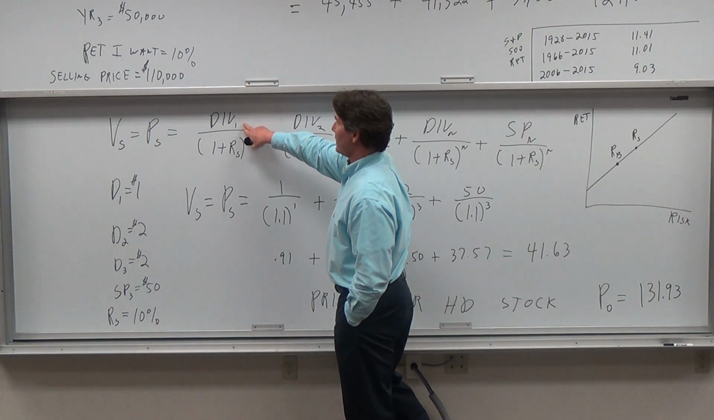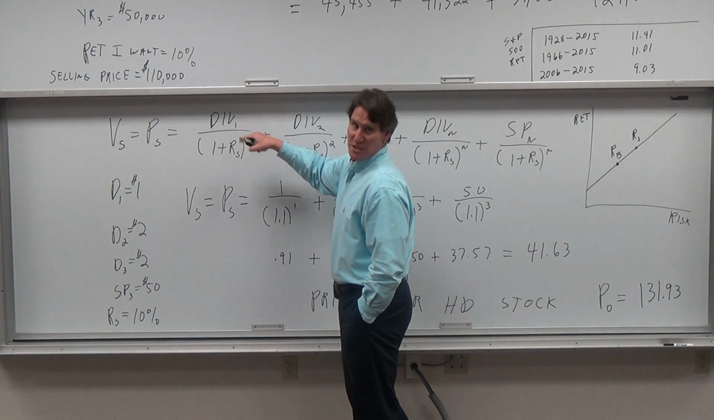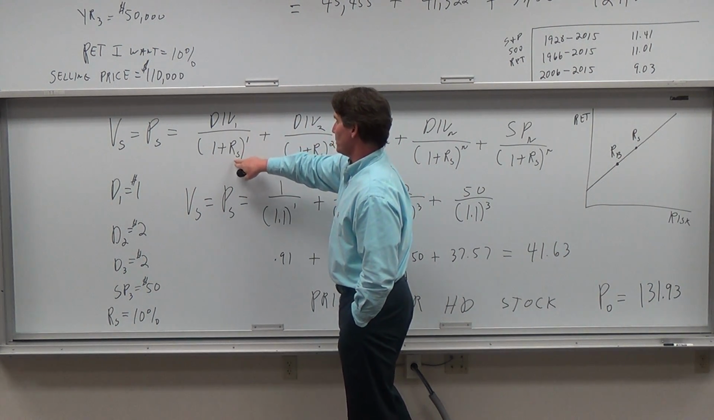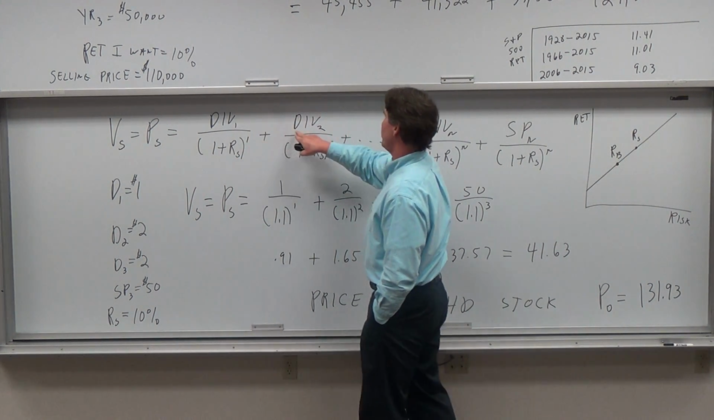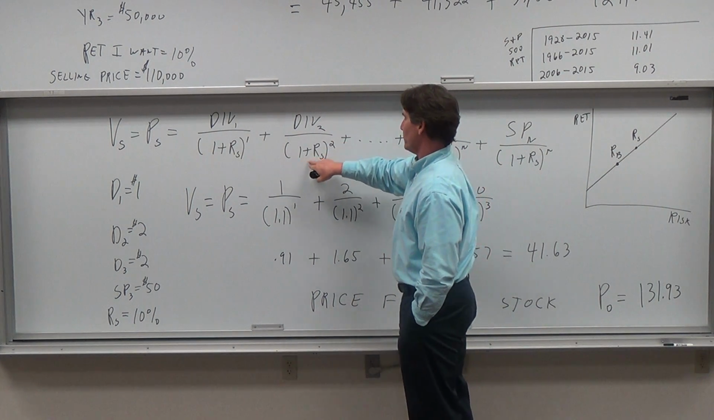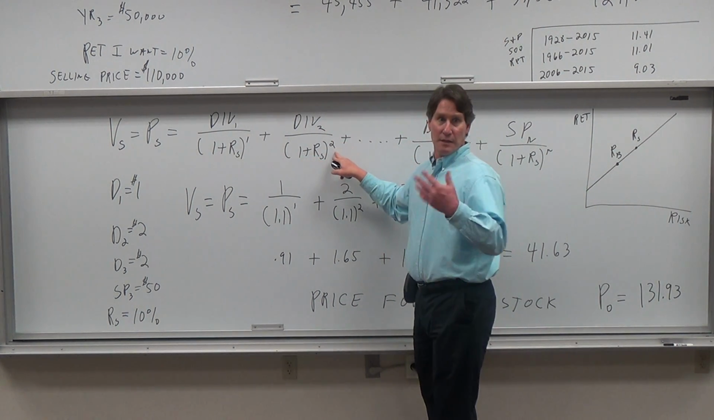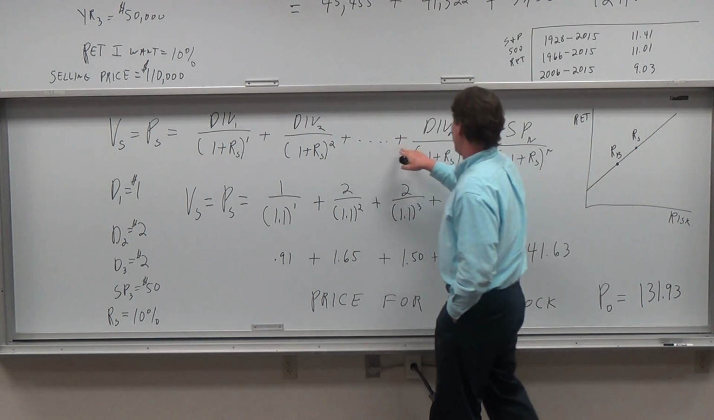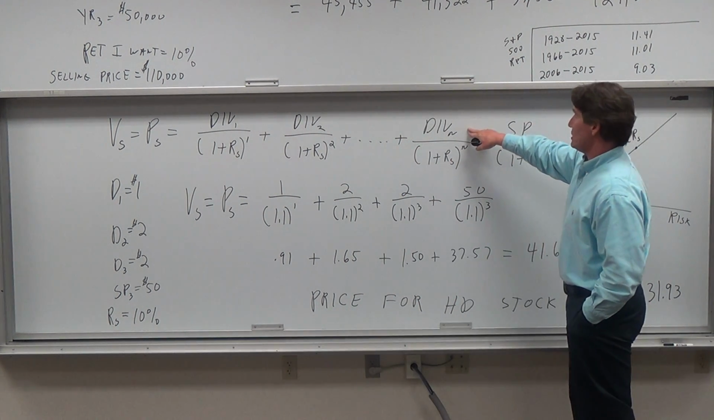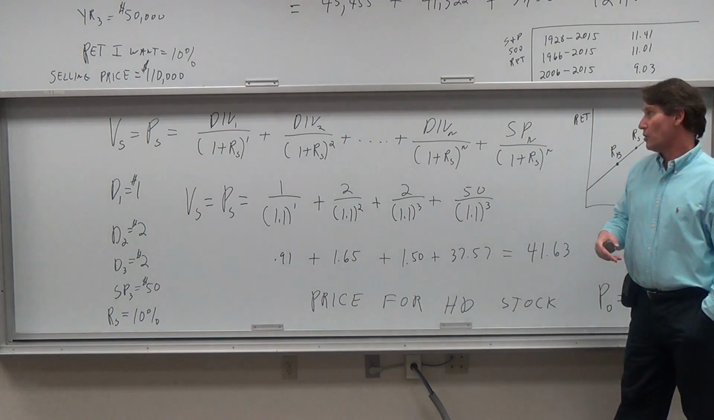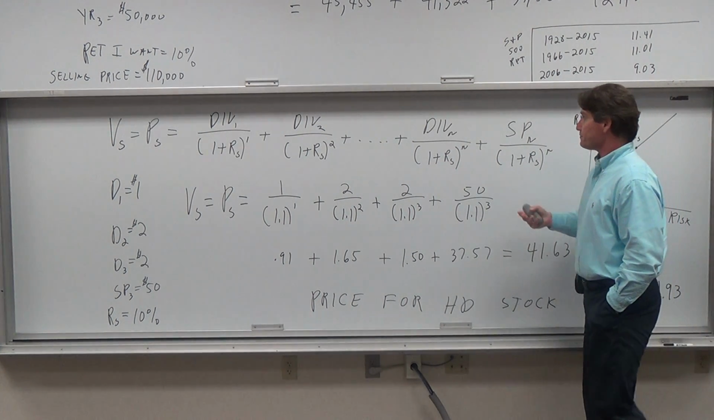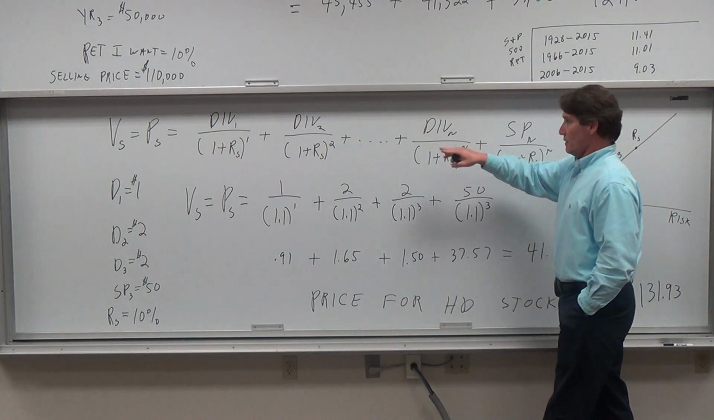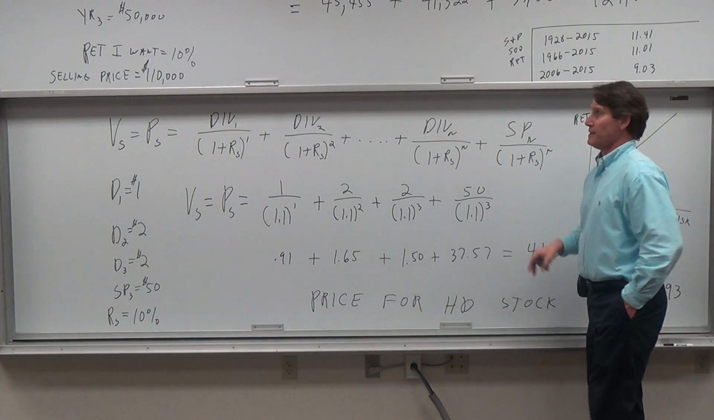So we take the dividend for the first year. I'm just going to assume annually. The dividend for the first year, discounted back at 1 plus Rs to the first. The dividend the second year, divided by 1 plus Rs to the second. Basic time value of money equation. Plus, the dividend in year n, that's how long I'm going to hold the stock for, divided by 1 plus Rs to the nth power. So discount back all my expected dividends.